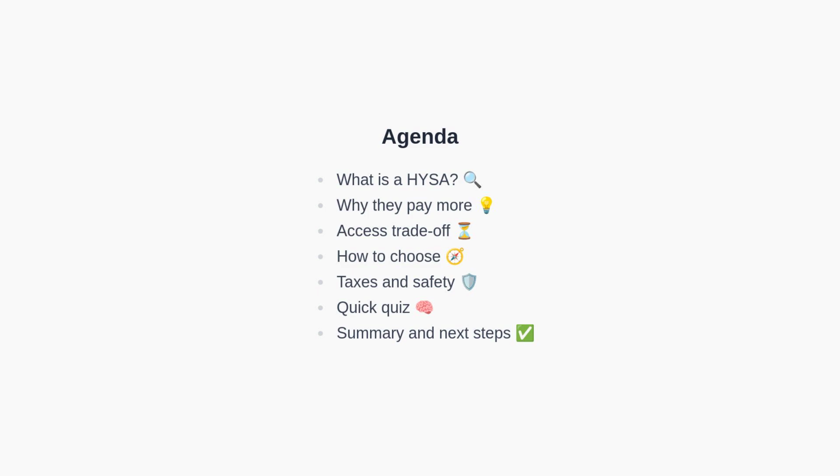Next, here is our agenda. We will define high-yield savings accounts, explain why they pay more, discuss the access trade-off and transfer timelines, show how to choose the right account, review taxes and safety considerations, test your knowledge with a short quiz, and wrap up with a clear action plan.